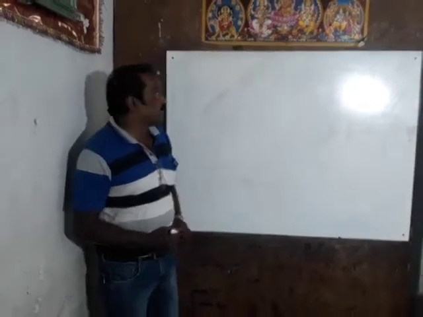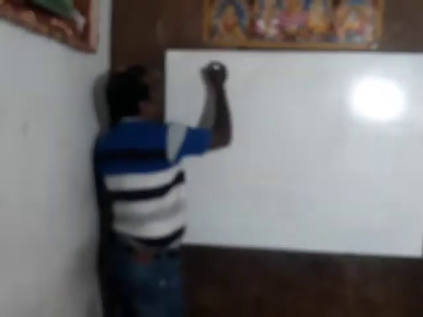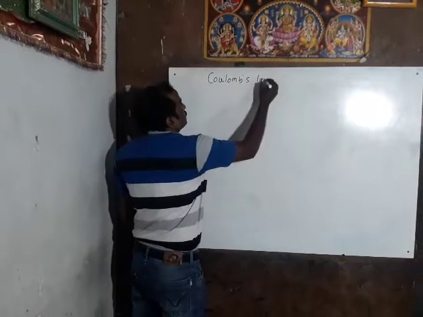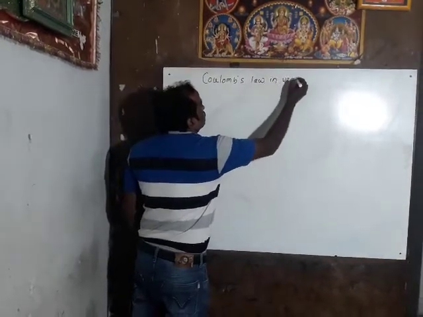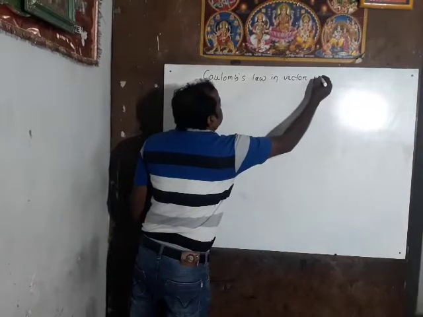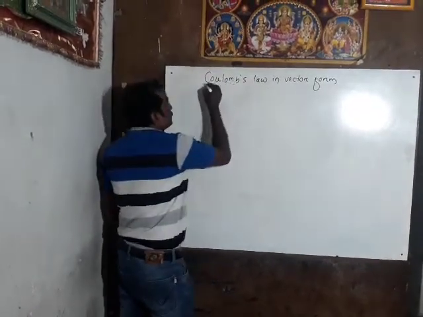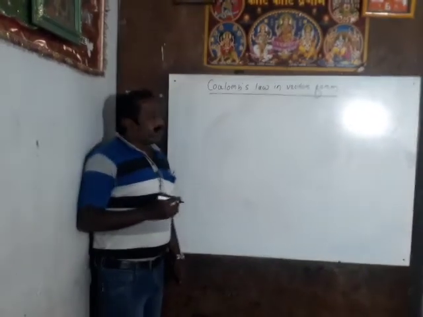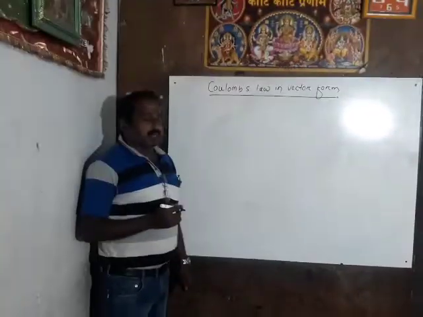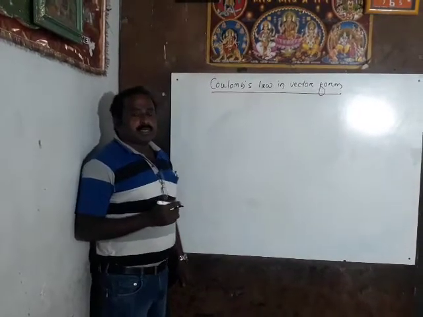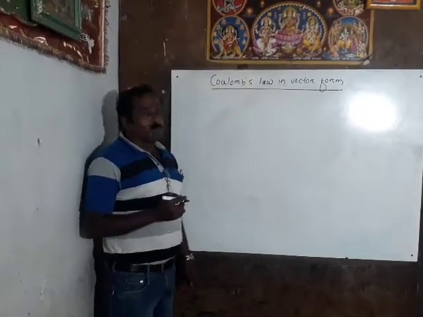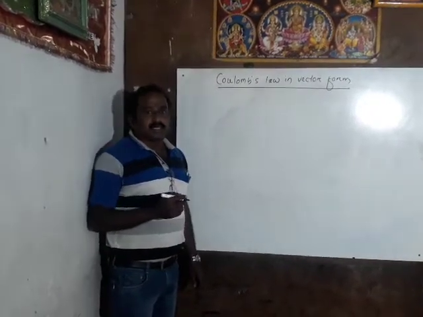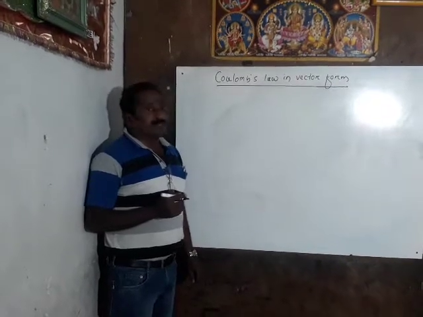So the heading goes like this: Coulomb's law in vector form. Coulomb's law actually obeys Newton's third law. What does Newton's third law state? Between two bodies there are always two forces. Likewise, between two point charges there are two electric forces.